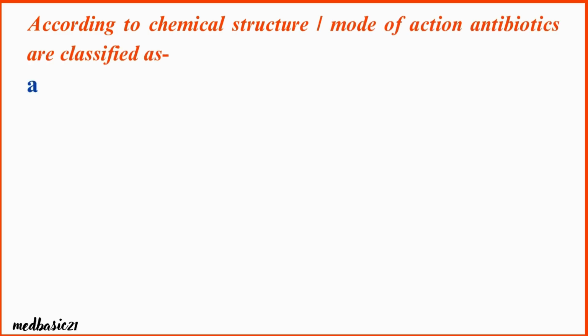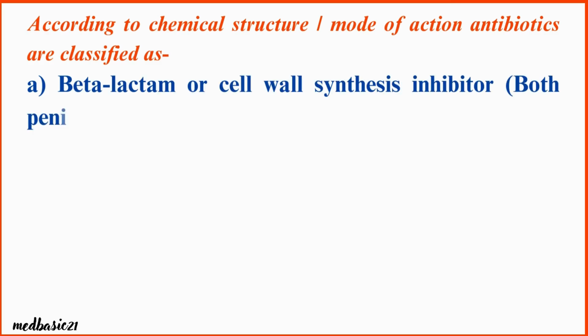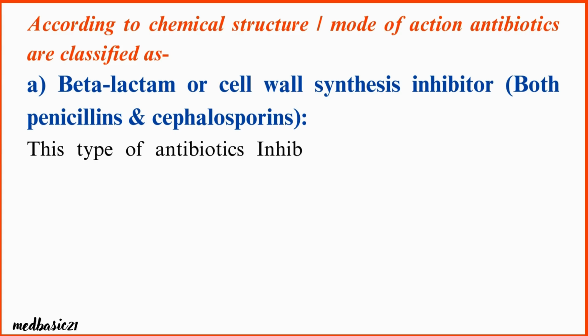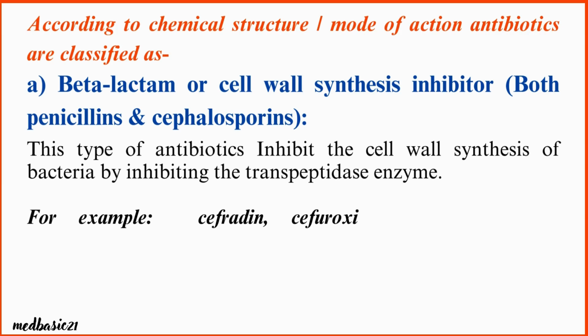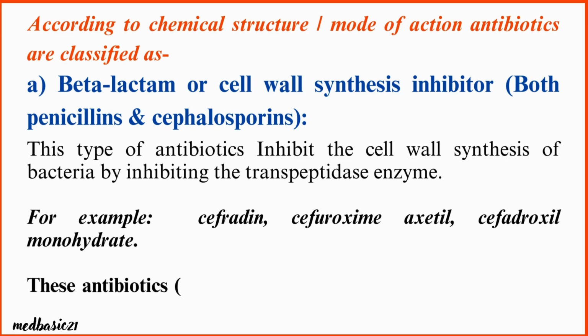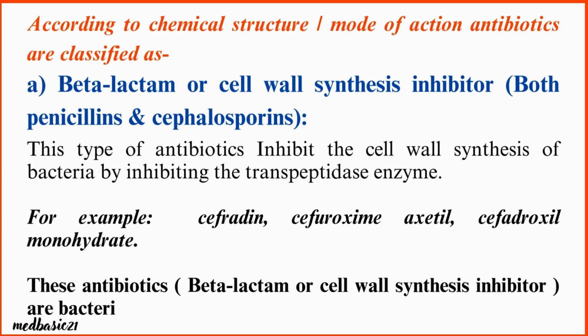According to chemical structure, a mode of action, antibiotics are classified as A. Beta-lactam or cell wall synthesis inhibitor, both penicillins and cephalosporins. This type of antibiotics inhibit the cell wall synthesis of bacteria by inhibiting the transpeptidase enzyme. For example, cephradine, cefuroxime, cefadroxil monohydrate. These antibiotics, beta-lactam or cell wall synthesis inhibitor, are bactericidal.